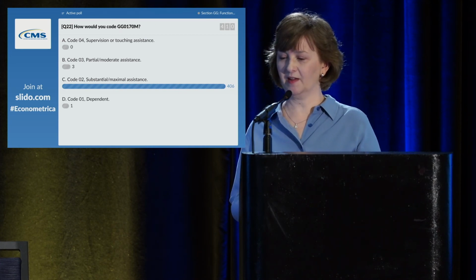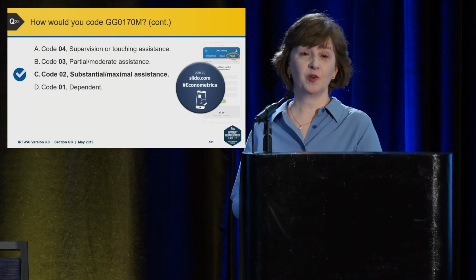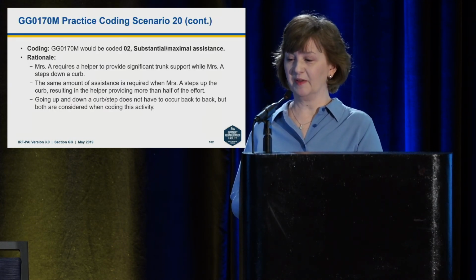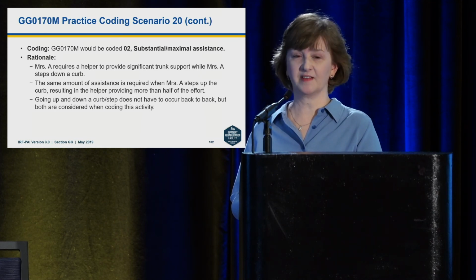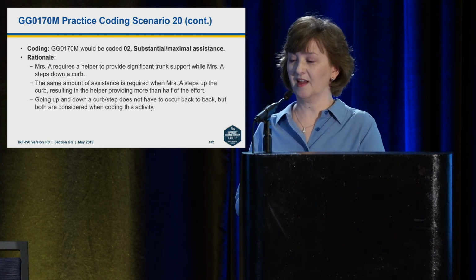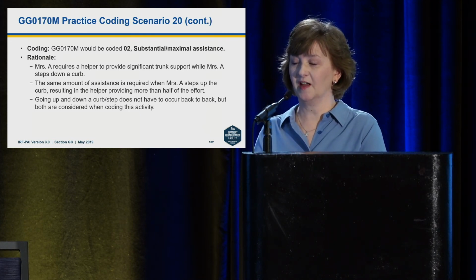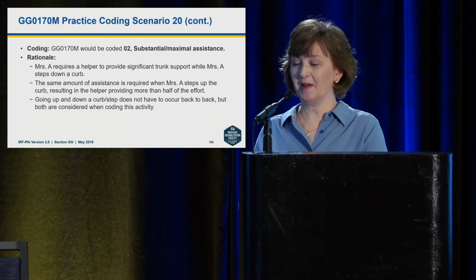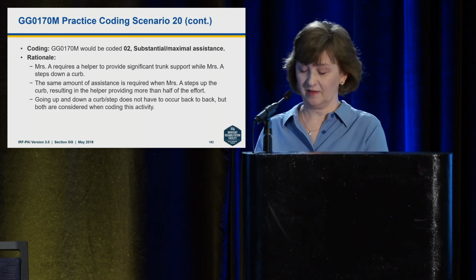Okay, let's see what the answer is. Most of you are indeed correct, level 2. The rationale here is Miss A requires a helper to provide significant trunk support while Miss A steps down a curb. The same amount of assistance is required when Miss A steps up the curb, resulting in the helper providing more than half of the effort. Going up and down the curb step does not have to occur back to back, but both are considered when coding this activity.